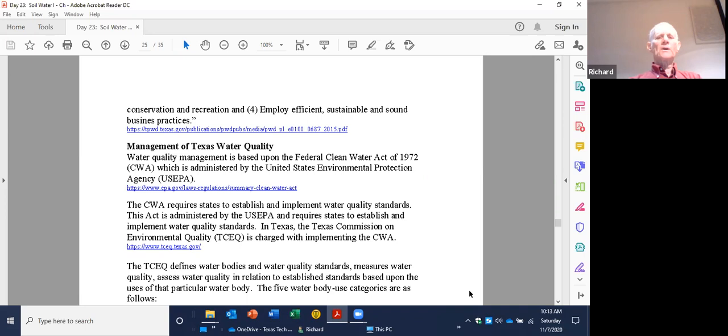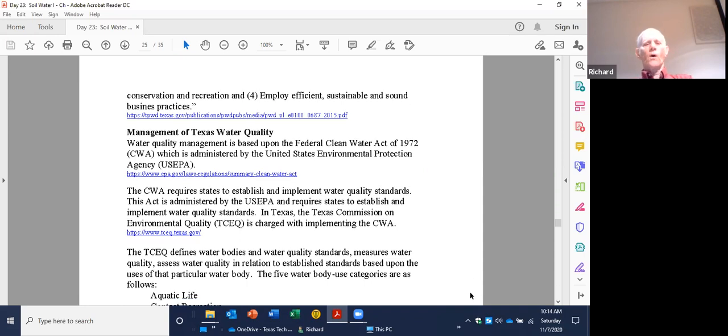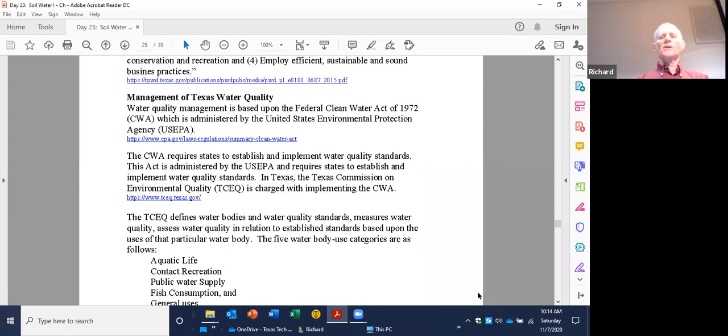We talk about management of Texas water quality. Water quality is based on the Federal Clean Water Act of 1972, abbreviated CWA. The Clean Water Act is administered by the US EPA. The Clean Water Act requires states to establish and implement water quality standards. The act is administered by the US EPA and requires states to establish and implement quality standards. In Texas, the Texas Commission on Environmental Quality is charged with implementing the Clean Water Act.